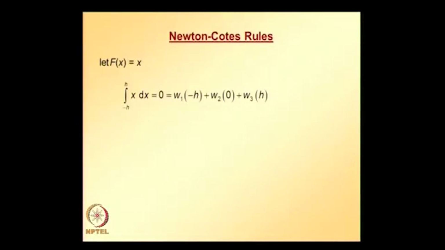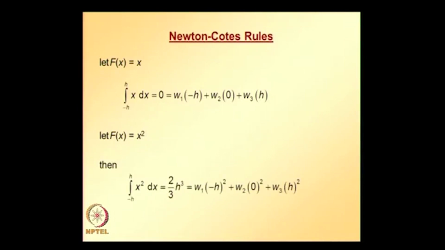Here in this case, x1 is nothing but -h. So W1 times the function itself, which is x, f(x) equal to x. So the function evaluated at x1 is equal to -h, the function evaluated at x2 is equal to 0, and the function evaluated at x3 is equal to h. Using this information we get the equation W1 times -h plus W2 times 0 plus W3 times h. If we simplify, we get an equation in terms of W1 and W3, since the function evaluated at x2 is 0.